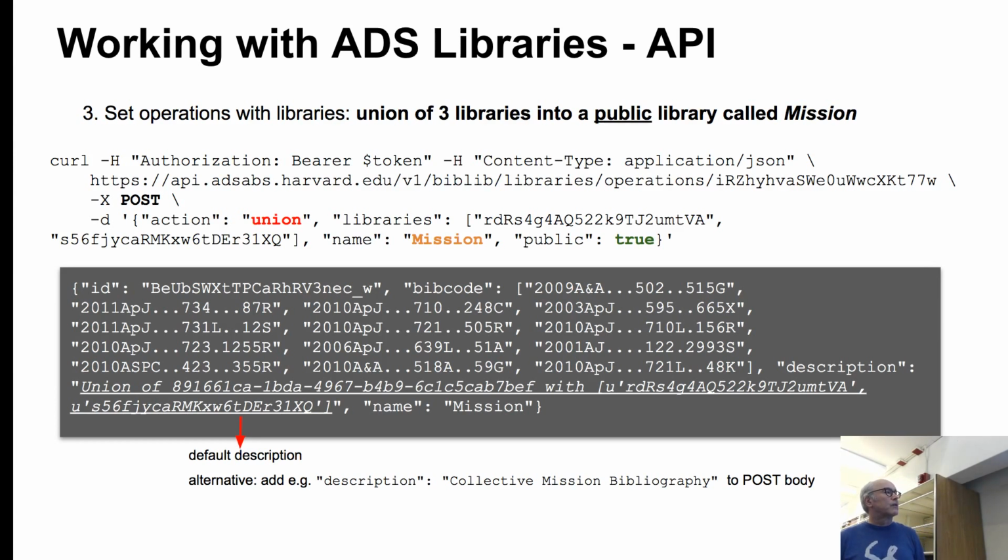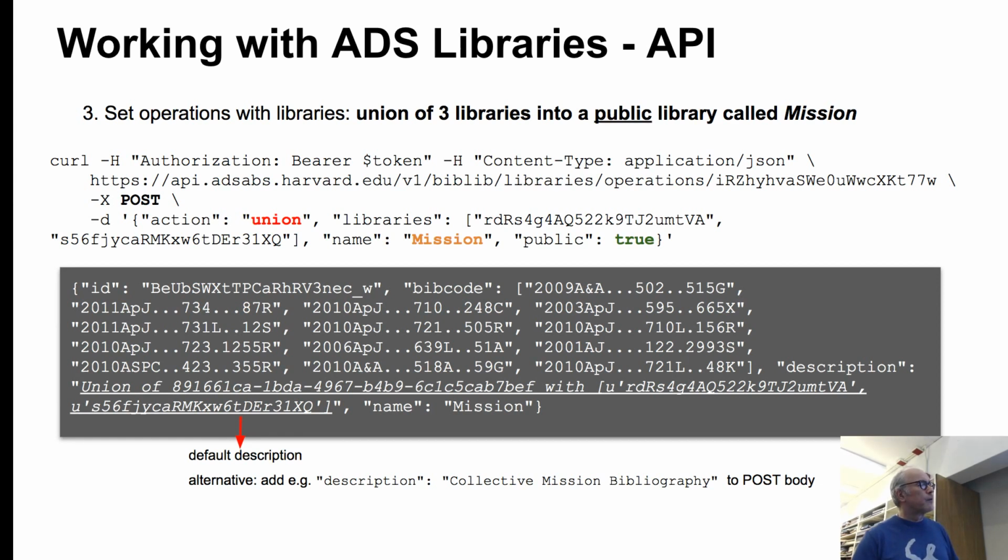And this is an example of how you work with the set operations. So this is an example of, I want to create a union of 3 libraries, and I want to create a public library called mission. Let's say those 3 libraries are different aspects of a bibliography for a mission, like 3 different instruments or something.